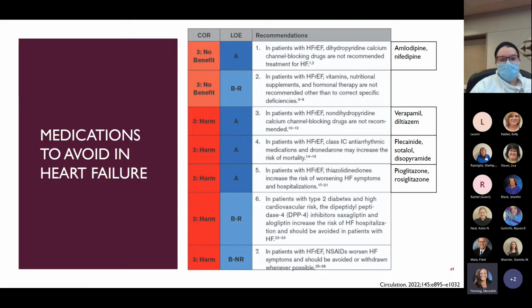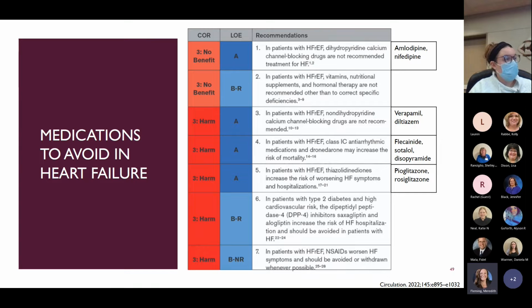The next area that is highlighted by the guidelines is medications to avoid in patients with heart failure, as they may cause harm or have no benefit in these patients. So I have them listed here for you by drug class. Our dihydropyridine calcium channel blockers are not recommended in these patients. They've been shown to have no benefit, and I have those listed here for your reference.